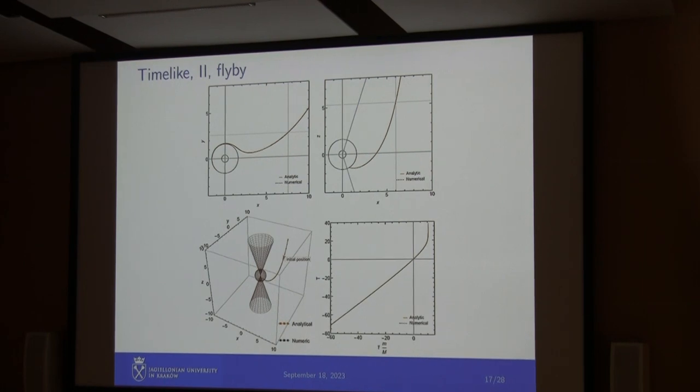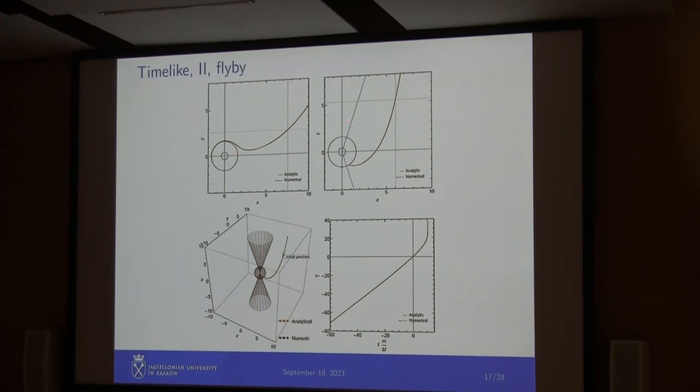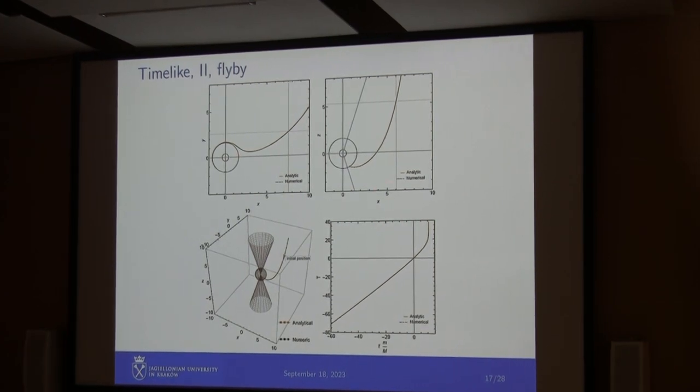It's not very clear from that, but the analytic solution is given by the orange continuous line, and this is our solution, and the numerical solution is the dashed black line. They both coincide, so there is good agreement.